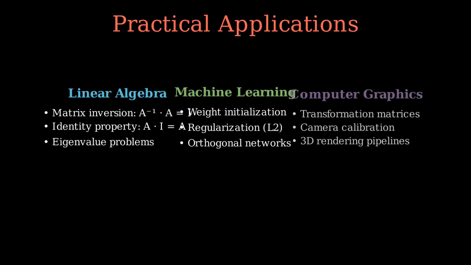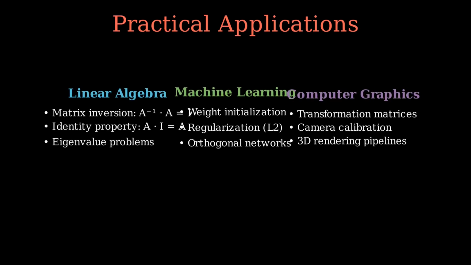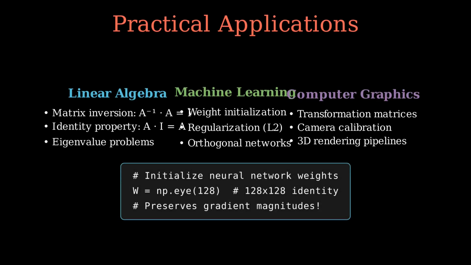Where do we use np.eye in real projects? Let's explore some practical applications. Here's a real example, initializing a neural network layer with an identity matrix to preserve gradient flow during training.